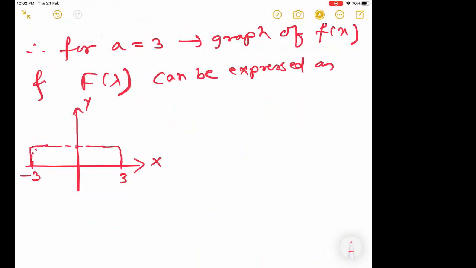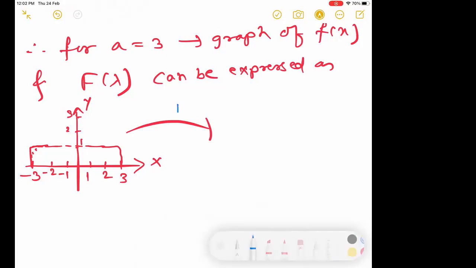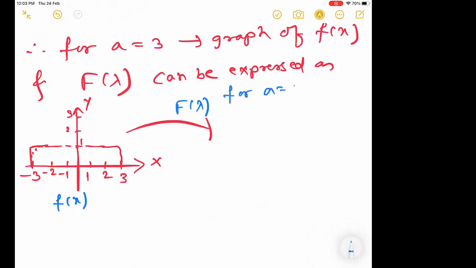This is the graph of f(x). This is 1, 2, 3 on the y-axis. Here it is minus 1, minus 2, minus 3, and 1, 2, and 3. This converts into f(lambda). This is f(x). This will be the f(lambda) graph for a equal to 3. For a equal to 3, f(lambda) is equal to 6 we are getting.